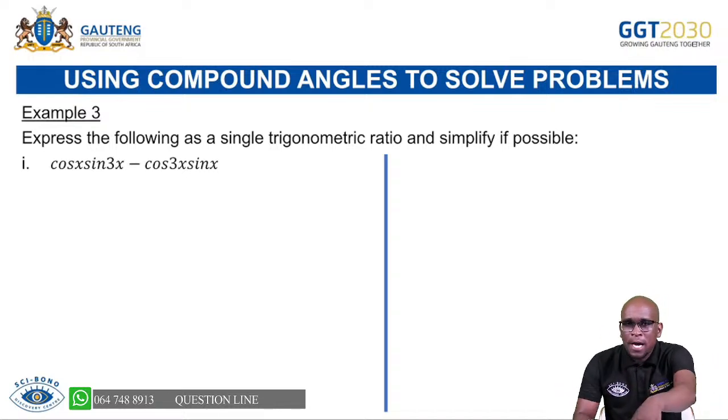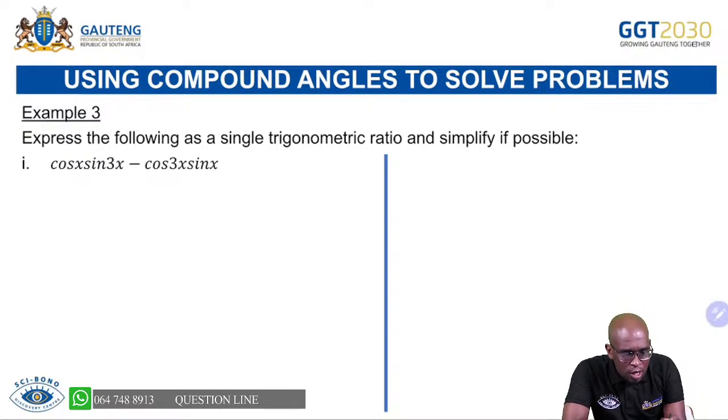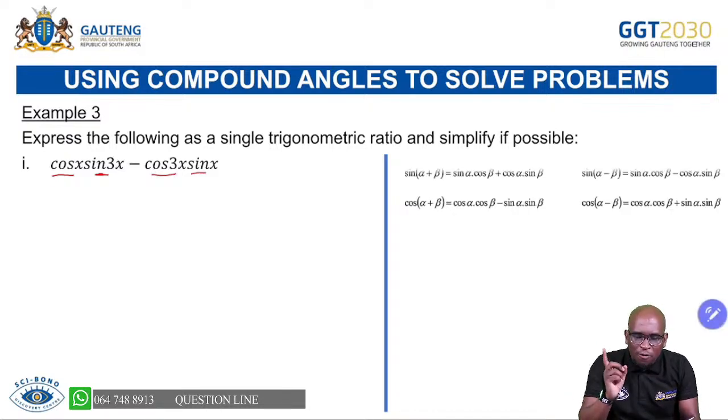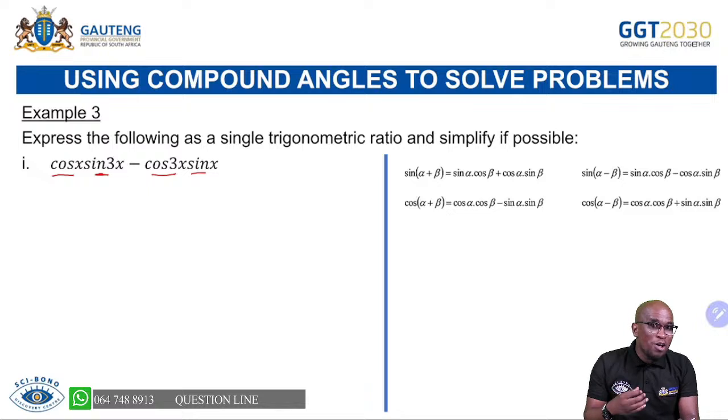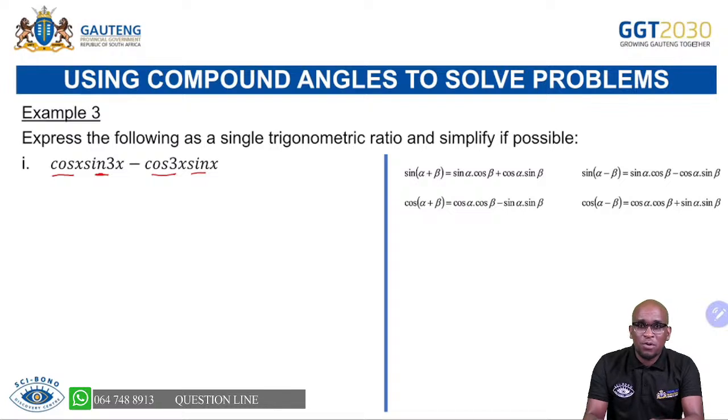Very, very important. Now, let's look at how we can go about this one. You can see that we have cosine, cosine. So we are going to check from our formula sheet. You see on the left hand side, I've actually flagged the formulas in the formula sheet.